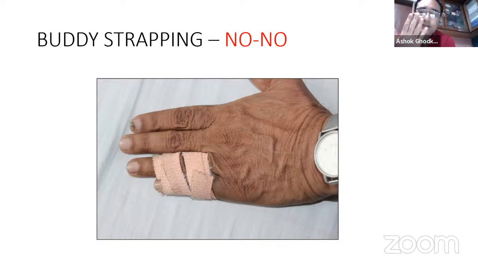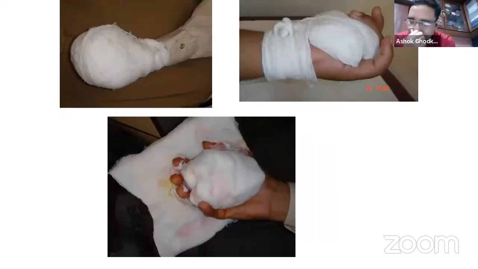Now, if you see our fingers, they are not at the same level. The joints are not at the same level. And because of this, we might get stiffness in the other finger also. So, strapping should be avoided. Then, there are some other types of bandages, sort of ball bandage or something like that. Again, this has to be avoided.